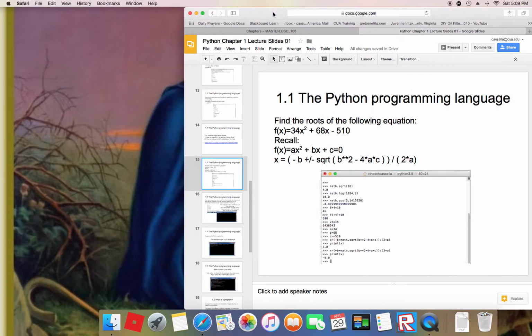Hi, Dr. Casella here again, and this time I'm going to show you how to write a script in Python that uses a formula to perform a calculation.